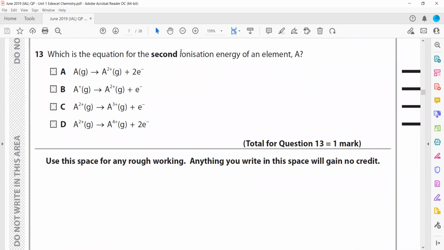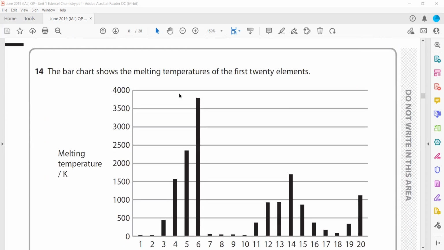Which is the equation for the second ionization energy? Second ionization energy means the energy needed to remove the second electron from an atom, from the gaseous state. So the charge should be +2. So this is wrong. Why is this wrong? Because here we are removing 2 electrons. One is already removed and we are removing the second. So that's called the second ionization. So B is the right answer. C is the third ionization, and D is wrong, because the energy needed to remove 1 electron from a gaseous atom refers to the first ionization.